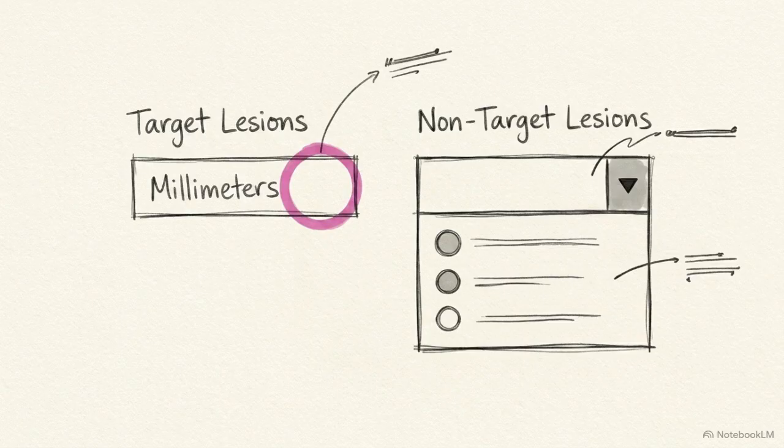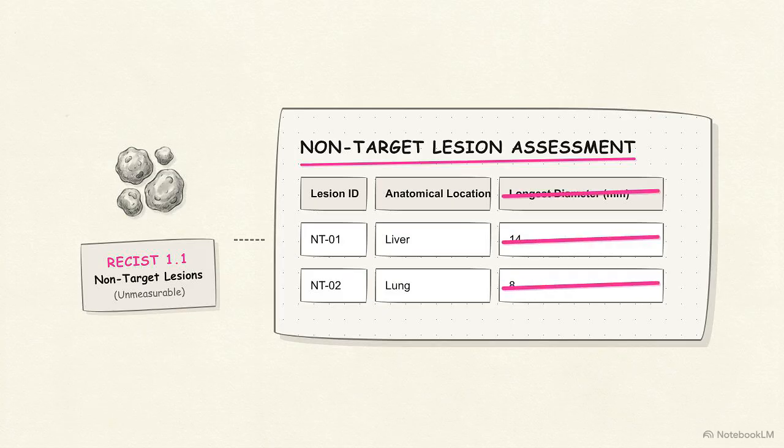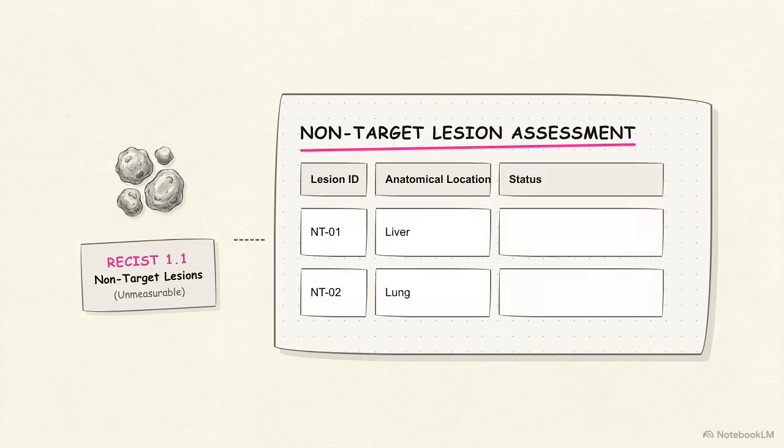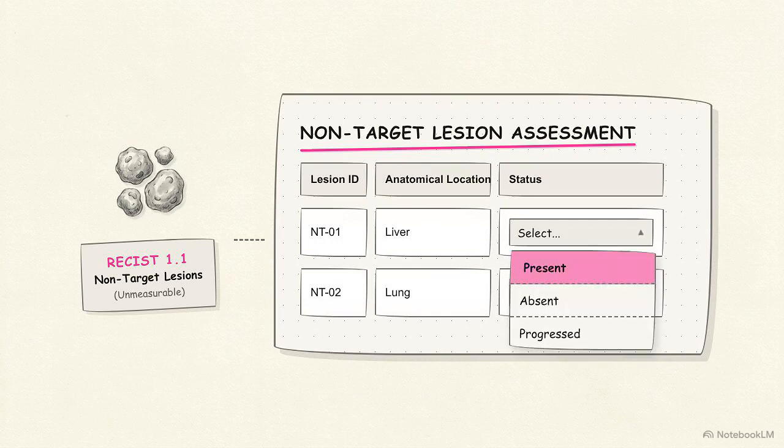Non-target lesions require a completely different approach. Because they represent unmeasurable disease, applying the complex tracking logic of target lesions will only create errors. For non-target eCRFs, you drop the numerical input fields. Look at this simplified table. It relies on standardized dropdowns to track whether a lesion is present, absent, or has progressed.